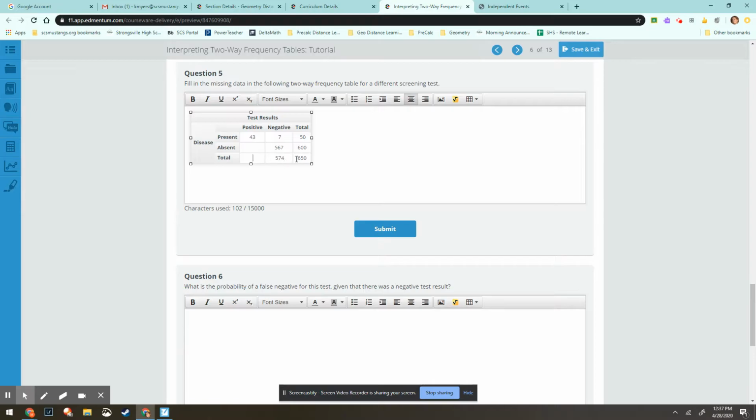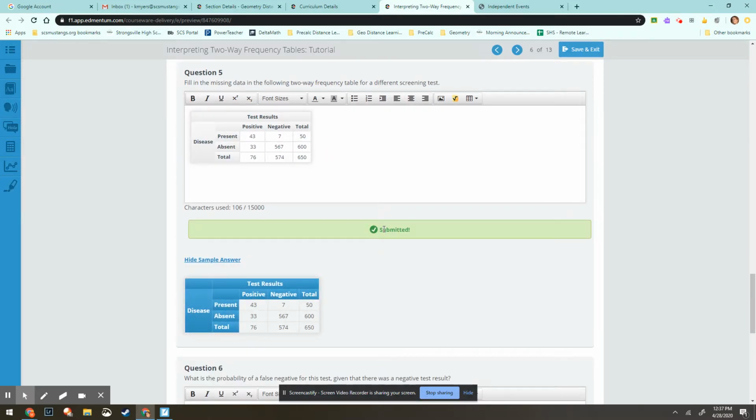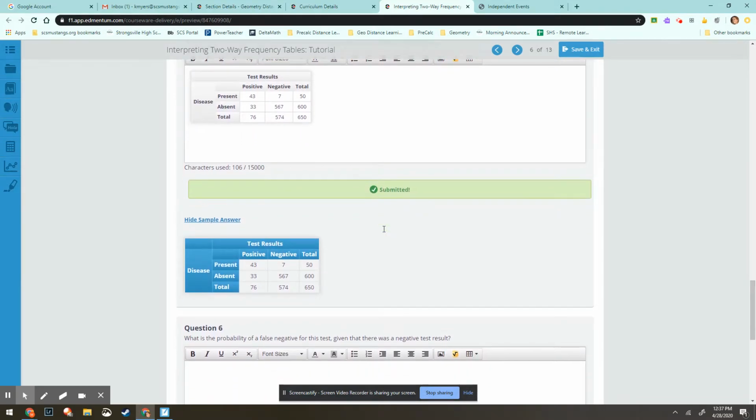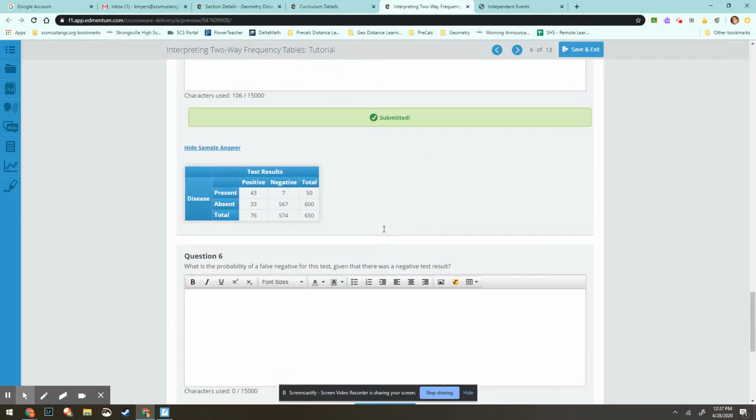And then if I subtract these, because I know that these two numbers have to add up to 650, 650 minus 574 is 76. And if I do 76 minus 43, I know that this number has to be 33, or you can just double check that 567 and 33 is 600. So just double check that that table looks right. And it does. Okay, so there's our table, and now we're going to answer, I think, just one question on it.